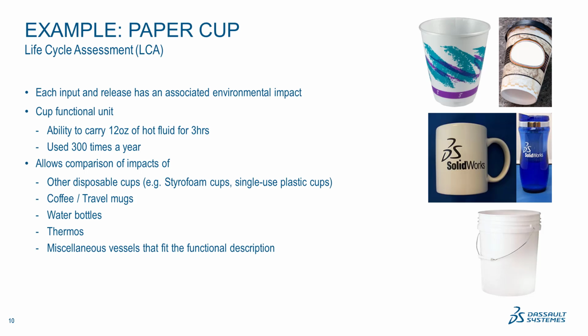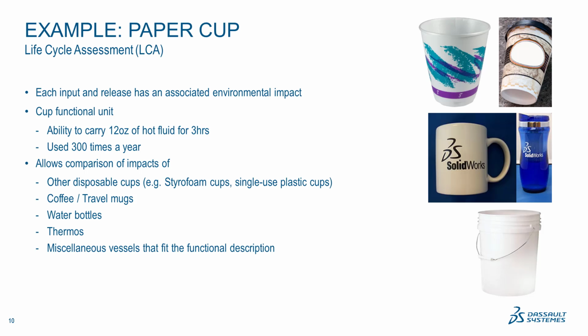Continuing on this example of a paper cup, each of these inputs and releases have an environmental impact. A common use for life cycle assessment, one, is to find hotspots. So you create your life cycle inventory, run your life cycle assessment, and see that, okay, in these particular inputs or releases, there is a strong environmental impact, and so that's finding hotspots. But another common use for life cycle assessment is to compare multiple products or different products or even different processes, and see which one has a lower environmental footprint.